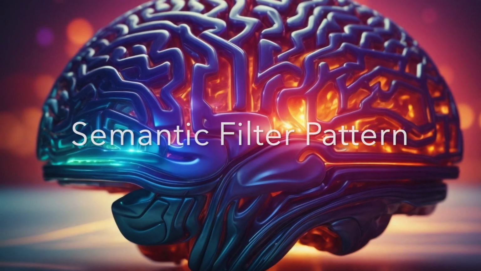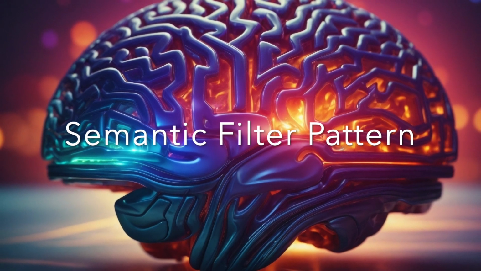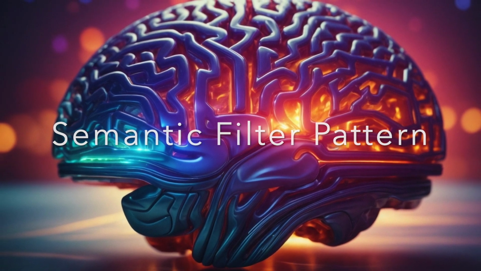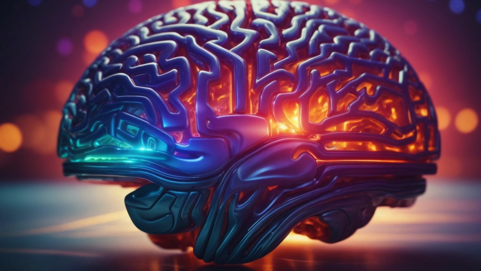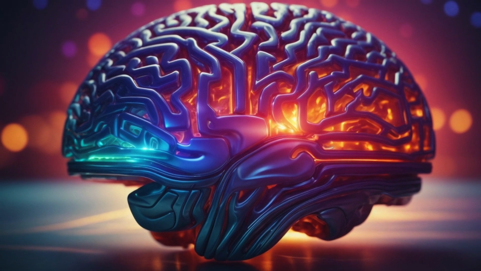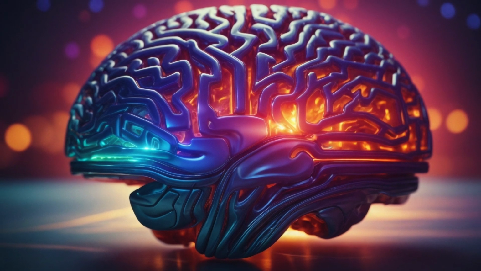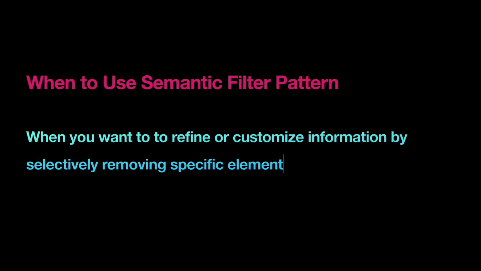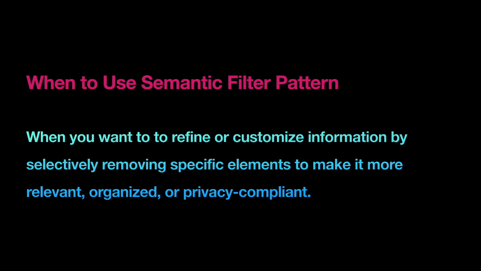The Semantic Filter pattern is an impressive approach to refining information from a large language model by selectively removing irrelevant or unhelpful parts based on meaning, not just keywords. Unlike basic filters, a semantic filter understands the tone and intent behind the content, making it useful for enhancing relevance, organization, or even privacy compliance.